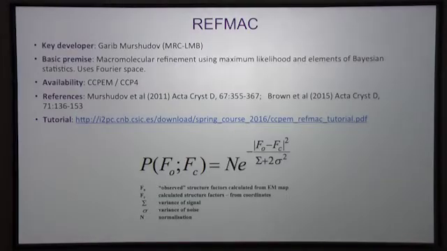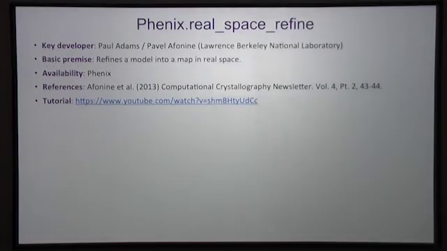So RefMac is developed at the LMB by Garib, and it uses maximum likelihood to refine the model into the map, and it refines the model in Fourier space. So this requires that you take your map and modify it to structure factors. But this is all done internally in the program. And for this and all the other programs, you simply input your MRC map that comes out of refinement in Relion or whatever package you're using. Phoenix Real Space Refine, on the other hand, operates in real space. So you just input your map and there's no modifications to that.